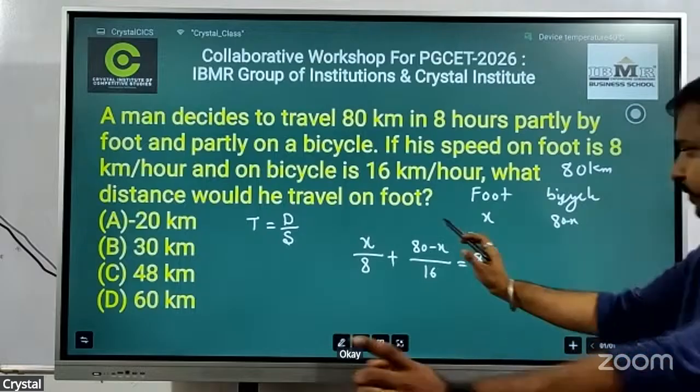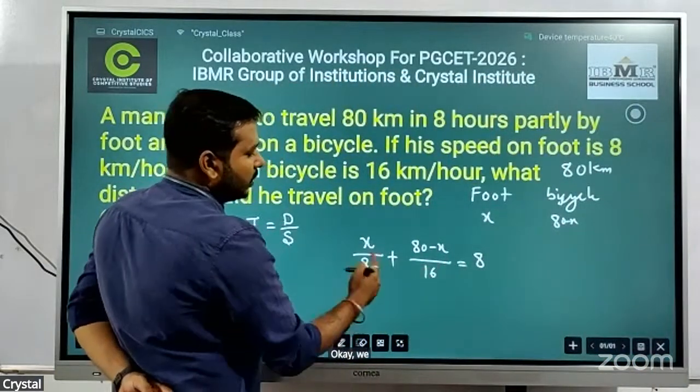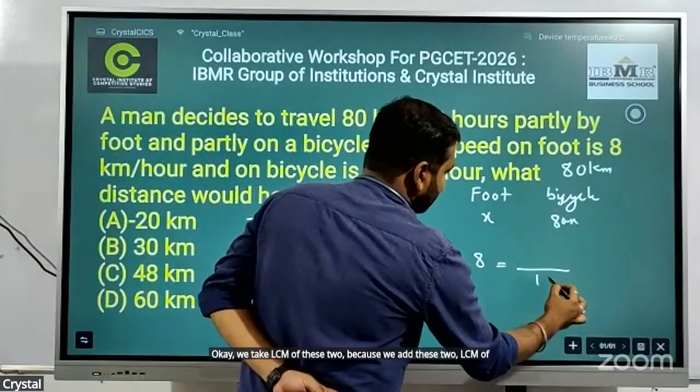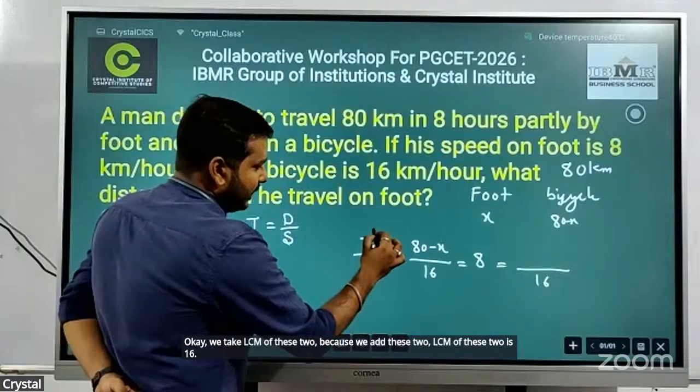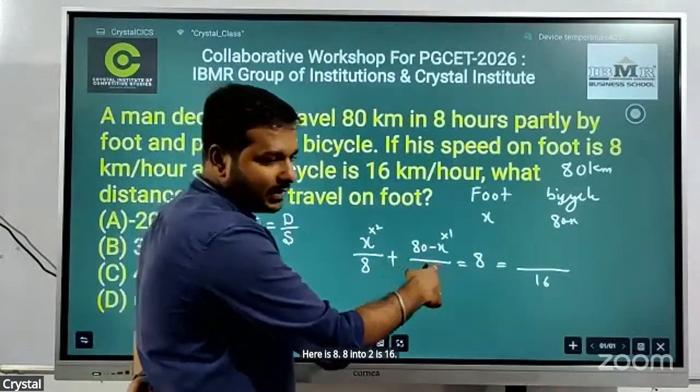Okay, next. We take the LCM of these two because we add these two. The LCM of these two is 16. Here it is 8, 8 into 2 is 16. 16 into 1 is 16.